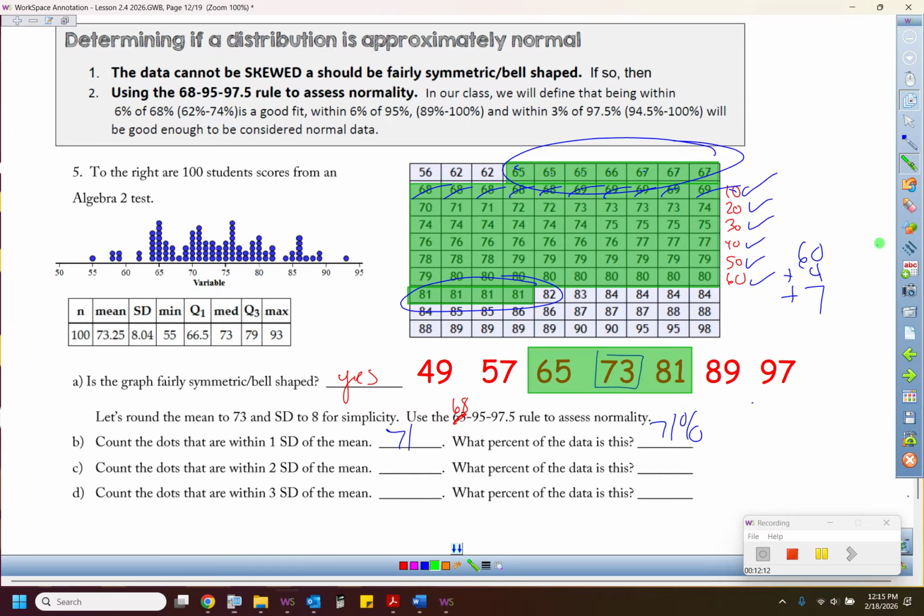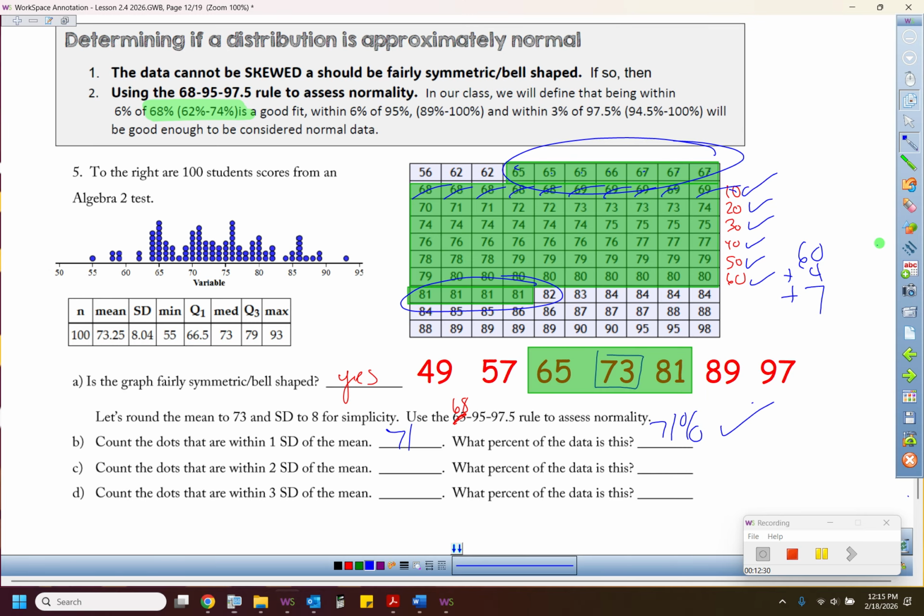Does that work to be normal within 1 standard deviation of the mean? There's our parameters. Are we okay in that zone right there? Anywhere between 62 and 74 is considered decent. Are we? Yes. So we're going to keep going. Right? So, okay, that works.